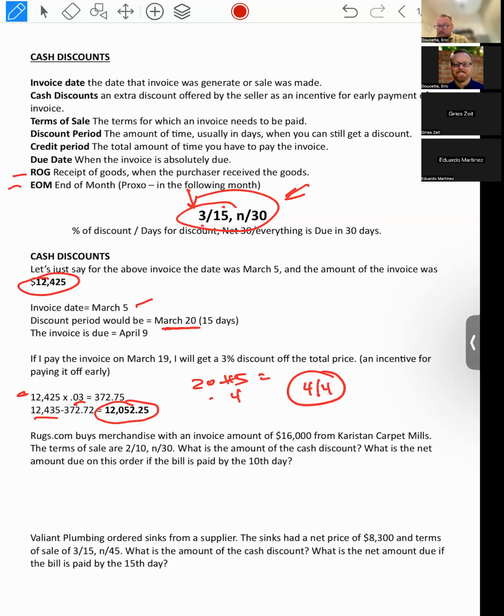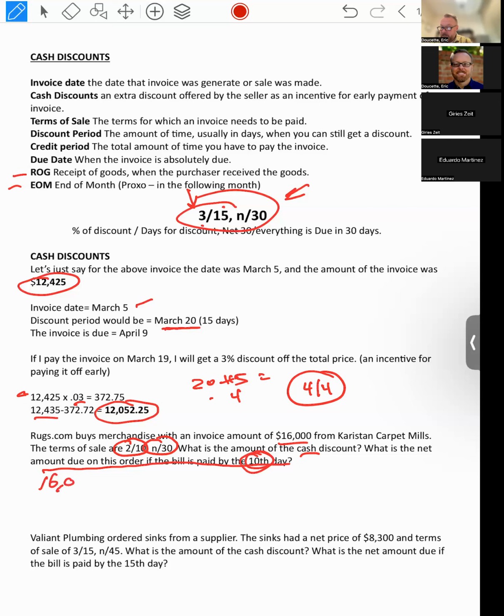So next question, rugs.com buys merchandise with an invoice amount of $16,000 from Karsten Carpets. The terms of the sale are 2/10, n/30. What is the amount of the cash discount they're going to get, and what is the net amount due on this order if the bill is paid on the 10th day? All right. So 2/10 means 2% for the first 10 days. It doesn't really matter what the due date is, just that we have 10 days. It says it got paid on the 10th day, so they're going to get the 2% discount.